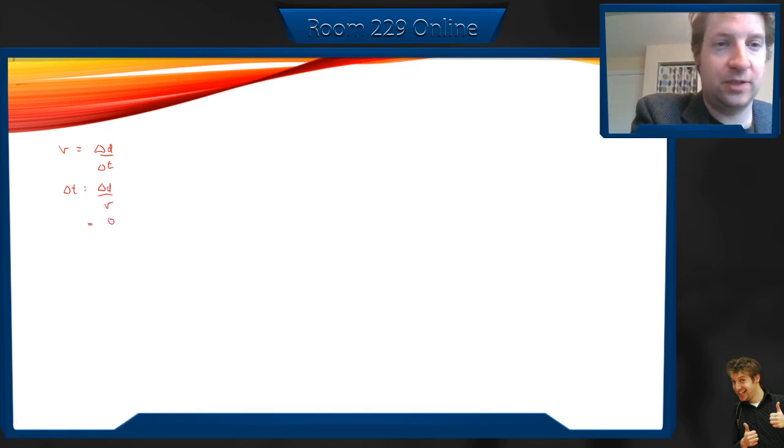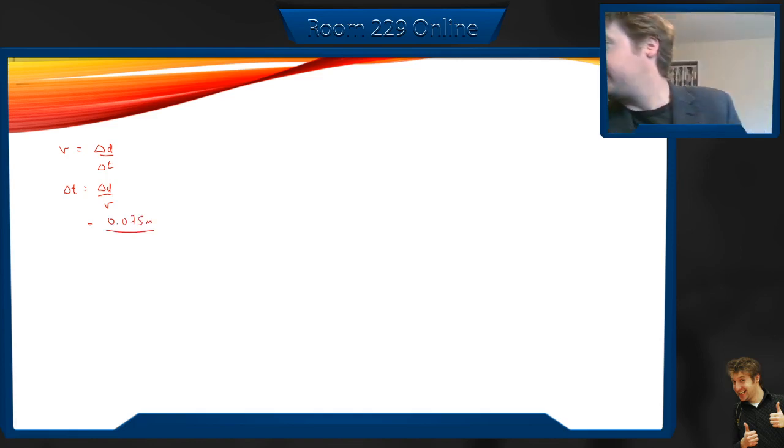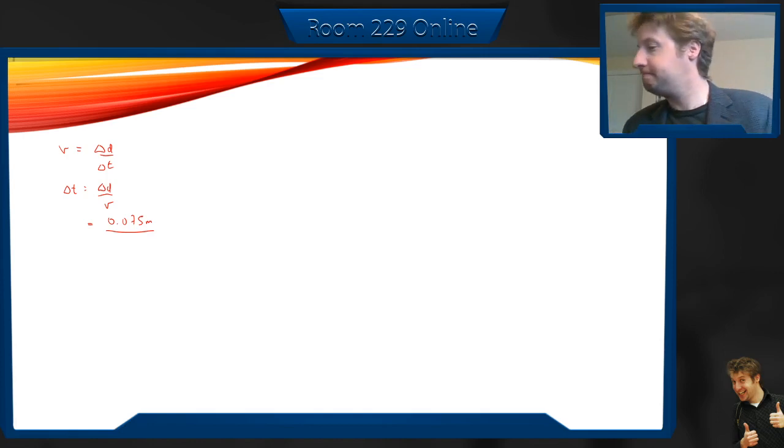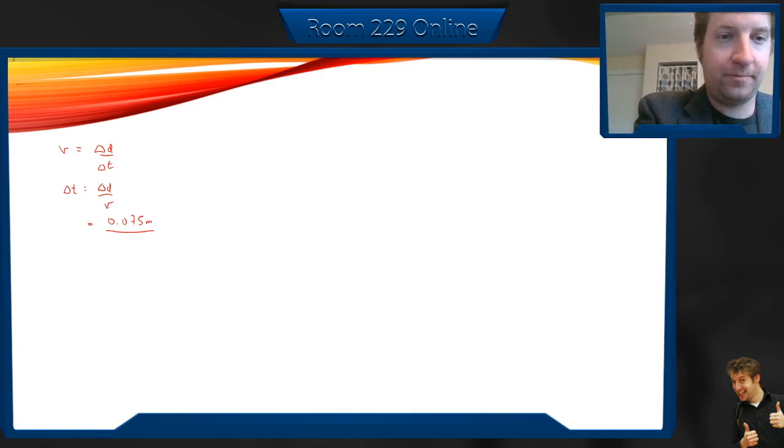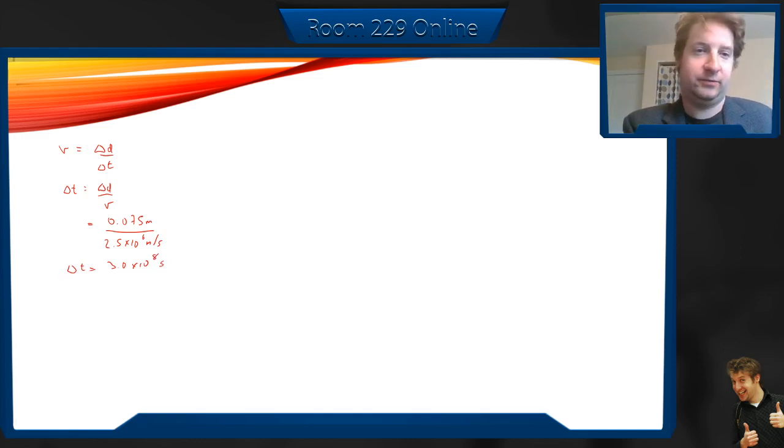So the distance was 0.075 meters divided by 2.5 times 10 to the 6 meters a second. So a very short time interval. It's going to be 3.0 times 10 to the -8 seconds. It's only going to be in there for 30 billionths of a second. Very quick. All right, so I know my time.